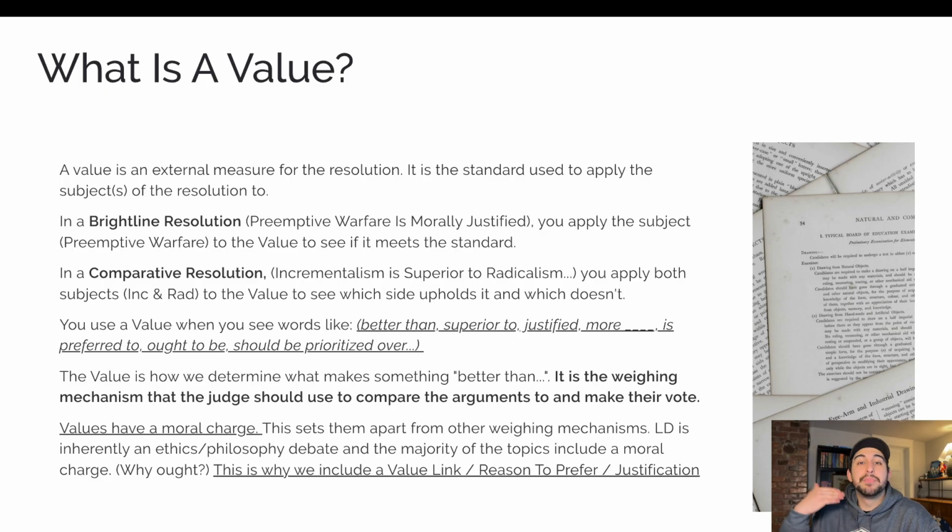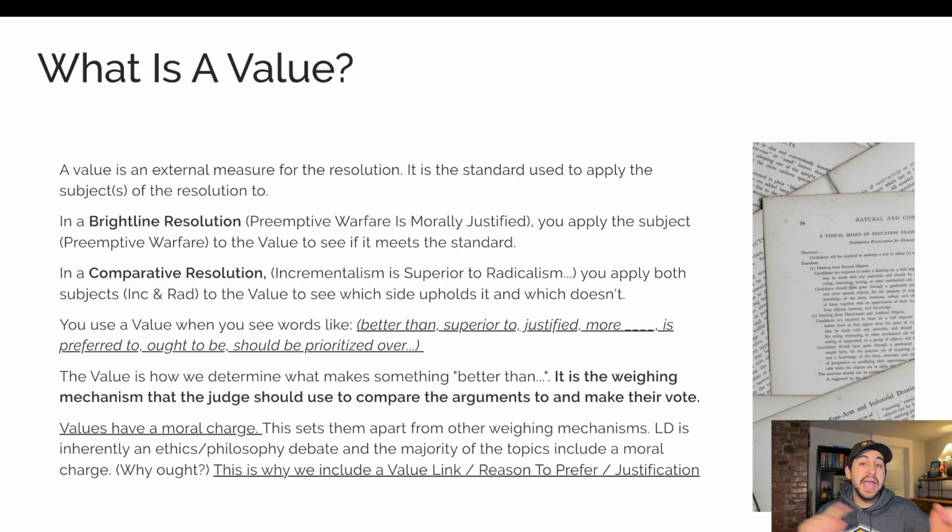You have a bright line resolution. For example, the resolution that was debated when I first did LD was preemptive warfare is morally justified. And you'll notice that there's only one subject that we are comparing to the measure, preemptive warfare. We're saying that that thing is morally justified. This is called a bright line because we're only talking about one subject, and we're applying it to the value to see if it meets that standard.